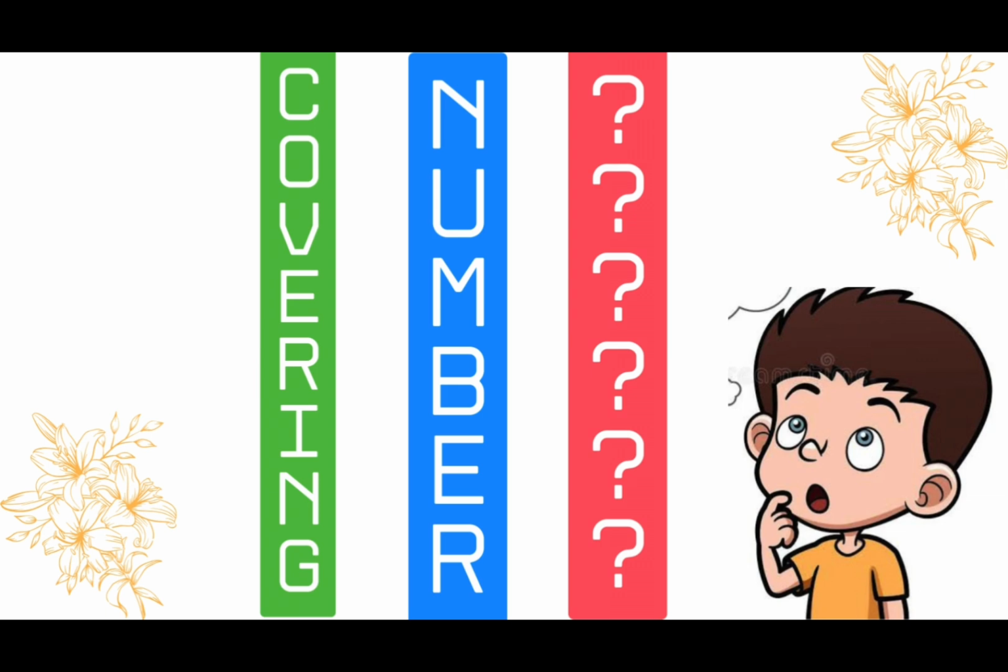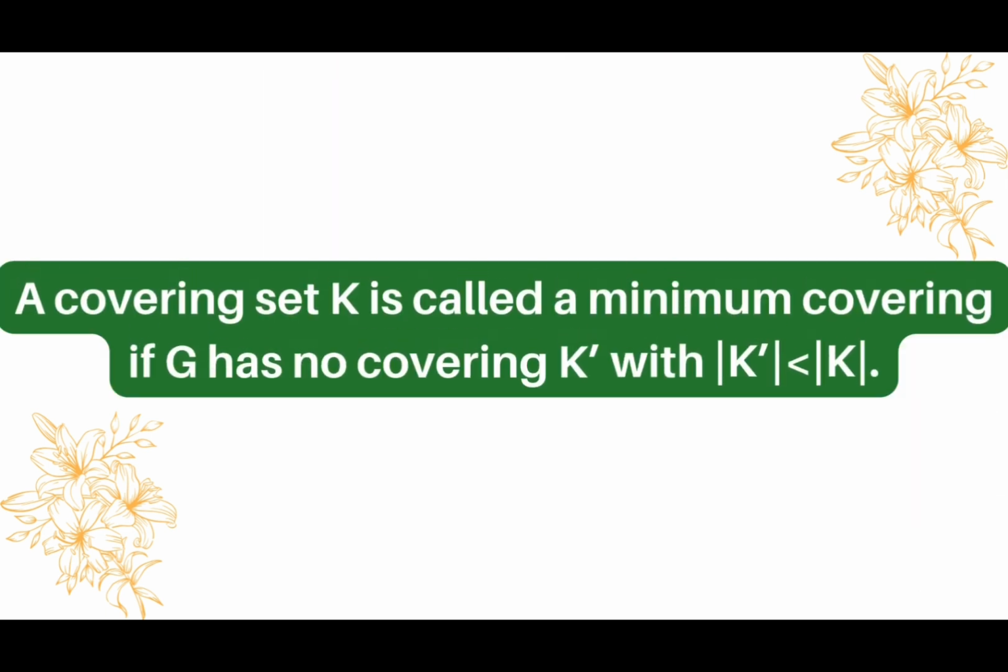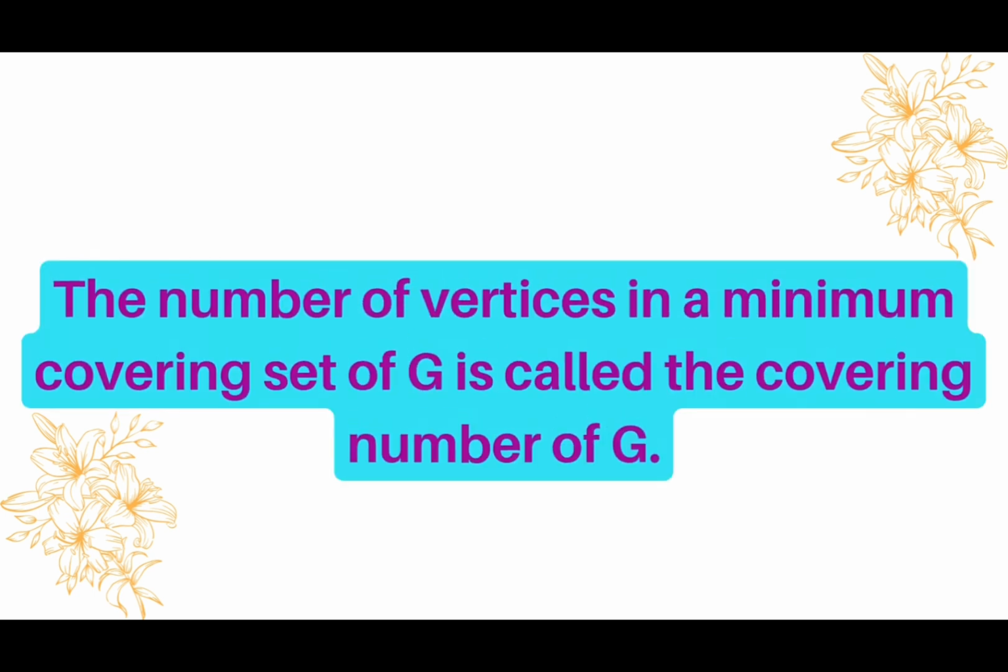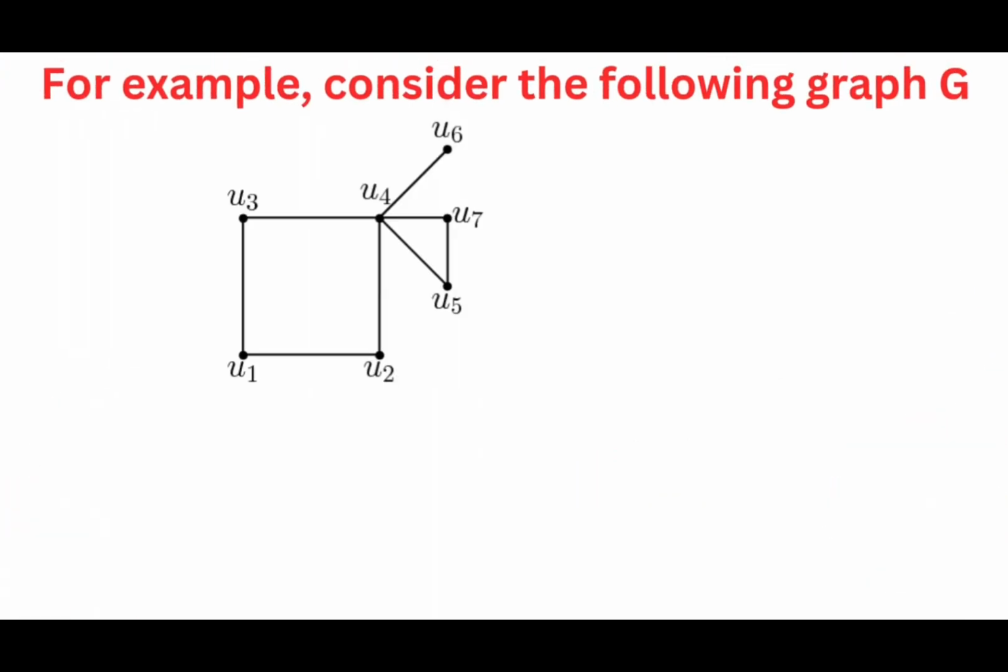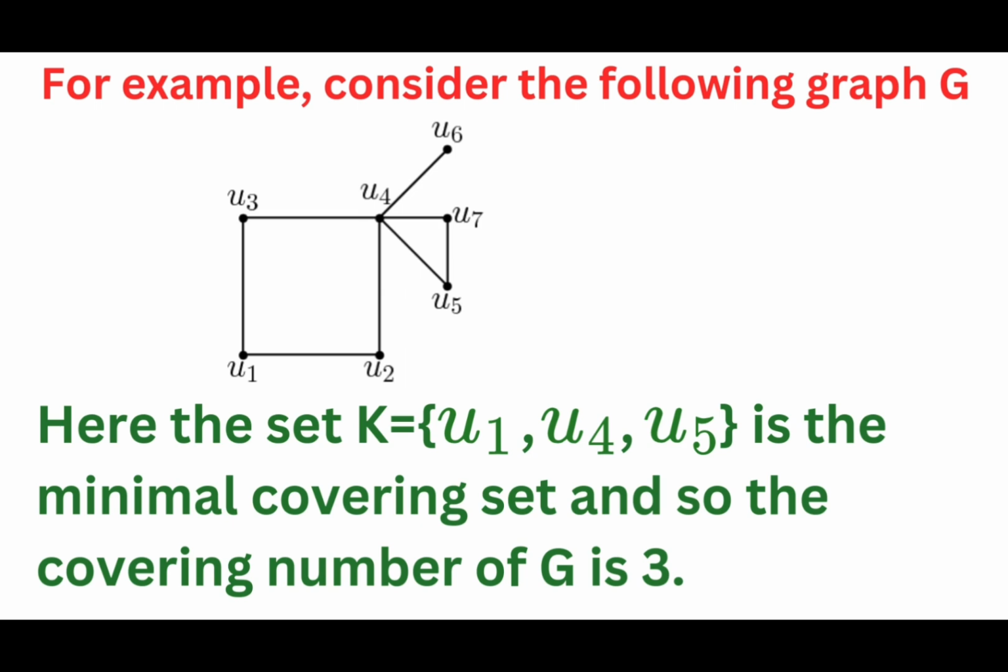Now, let me explain the minimum covering set. A covering set capital K is called a minimum covering if a graph G has no covering set K dash with cardinality of K dash less than cardinality of K, and the number of vertices in a minimum covering set of G is called the covering number of G. For example, consider the following graph G. Here, the set capital K equal to U1, U4, U5 is the minimum covering set, and so the covering number of G is 3.